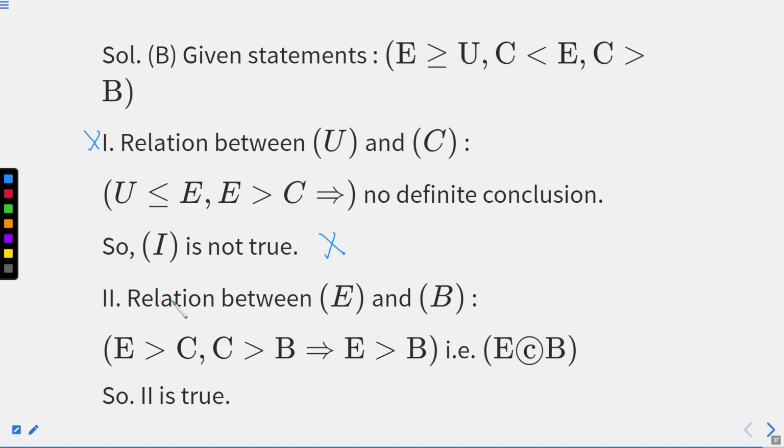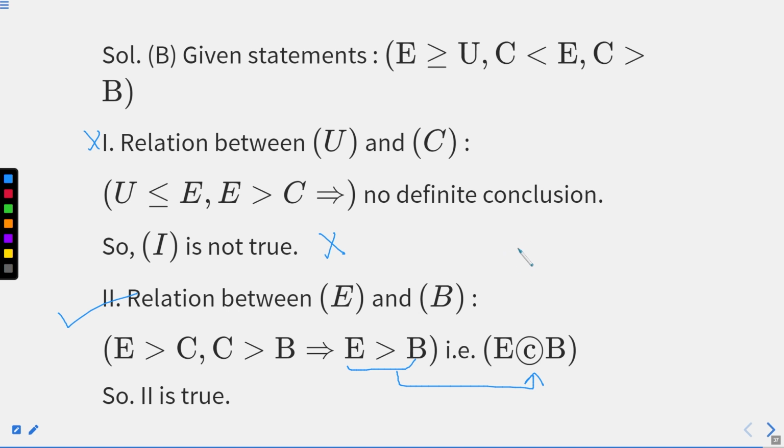Now, we can check the relation between E and B. And what relation do we want? That I'll let you know. That is, E is greater than B. This is the required relation, right? And from the expression, the statement that is given, we know that E is greater than C and C is greater than B. So we eventually get that E must be greater than B. And this satisfies conclusion number 2. Hence, conclusion 2 is right, which is option B. That says only conclusion 2 is true, right?